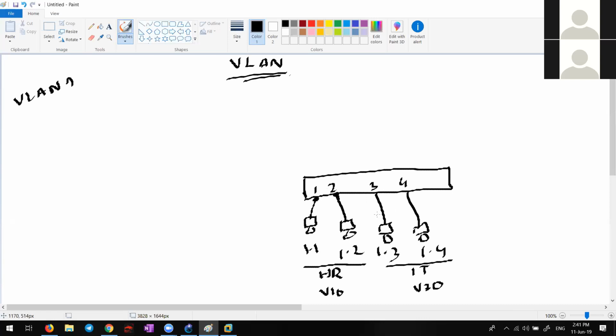Inter-VLAN routing means routing between two different VLANs, and routing needs one more thing. What is it? It has to be two different networks. Correct? You need a router only when you have two different networks, or else you don't need a layer 3 device. Yes or no?